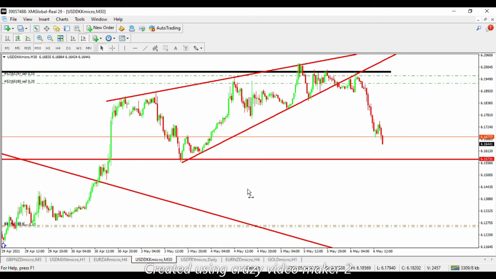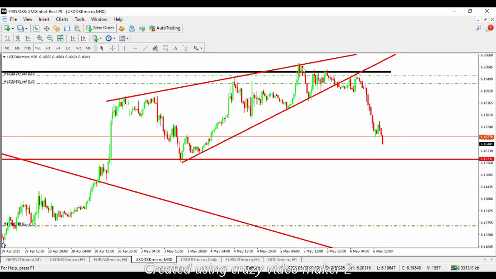This is a live Forex trade. I'm currently in US dollar DKK, so you have an idea of what I'm trading. This was a simple rising wedge. It's nearly complete now, so this is the target. So this is the rising wedge.